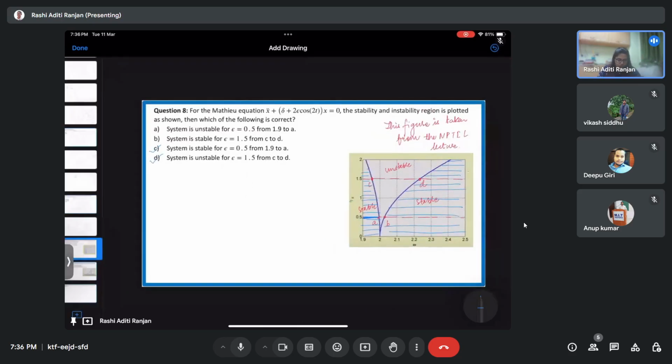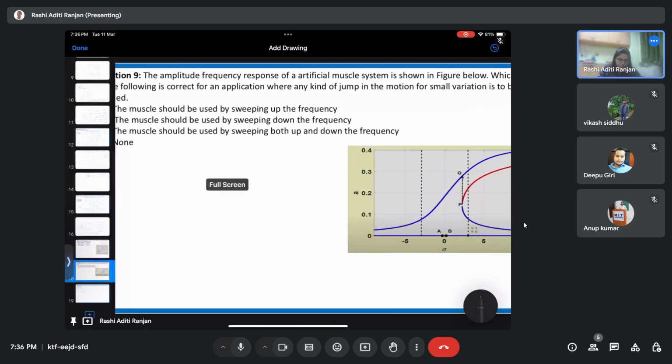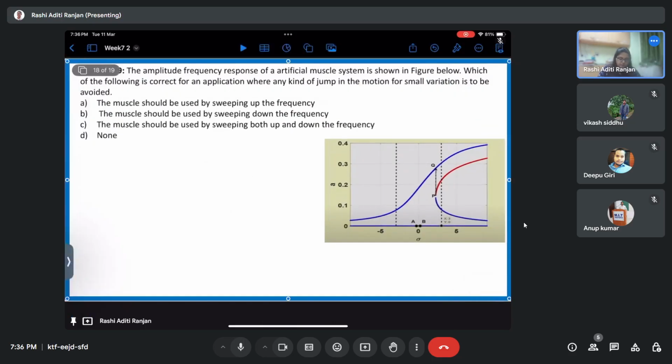Okay. Now coming on to question number 9. Question number 9 says the amplitude frequency response of an artificial muscle system is shown in the figure below. Which of the following is correct for an application where any kind of jump in the motion for small variation is to be avoided?